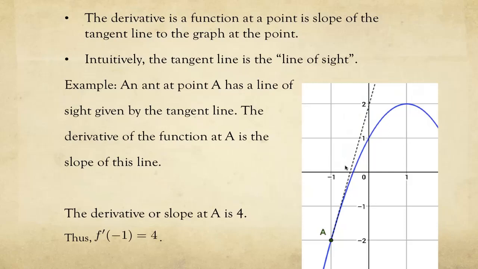So in this case, you notice that the slope of this tangent line is rise 4, run 1, so the slope is 4. Therefore, the derivative at a is also 4. So we say that f prime, which is the derivative function, at -1, the x value of the point a, f prime of -1 therefore is 4. So again, that's a very intuitive definition.